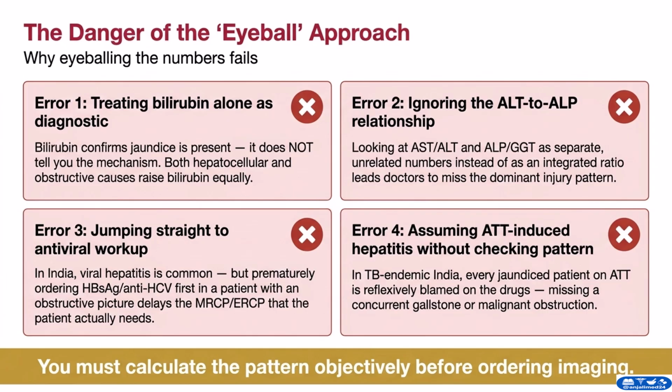Finally, never assume every jaundiced patient taking anti-TB therapy has drug induced hepatitis. Always evaluate the liver enzyme pattern first, because gallstones, biliary obstruction, and even malignancy may coexist. So, don't eyeball liver function tests. Calculate the pattern objectively before deciding the next investigation. In the next slide, we will learn the R ratio formula that makes this process quick, accurate, and exam friendly.